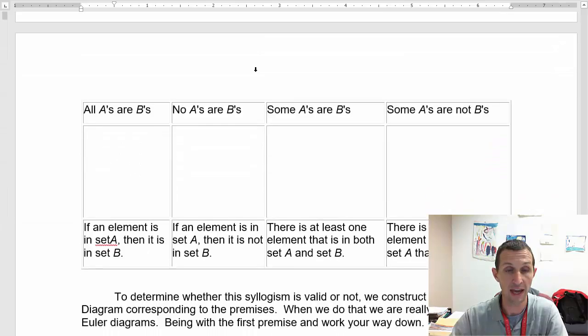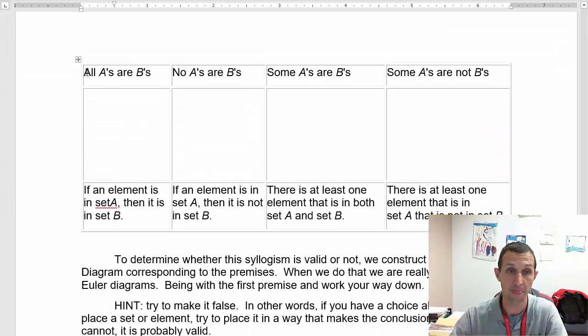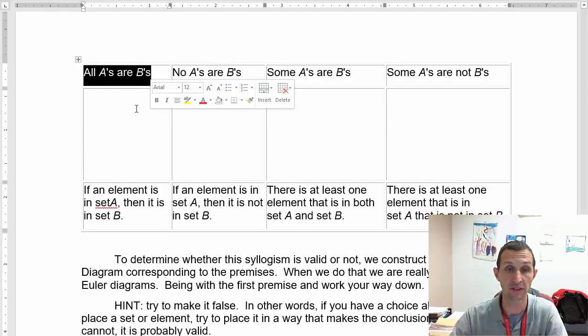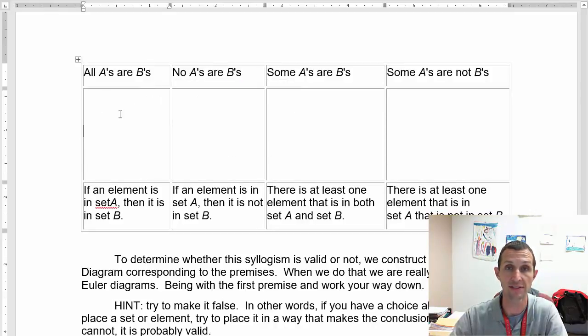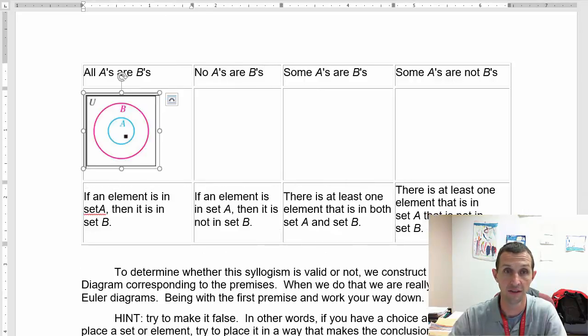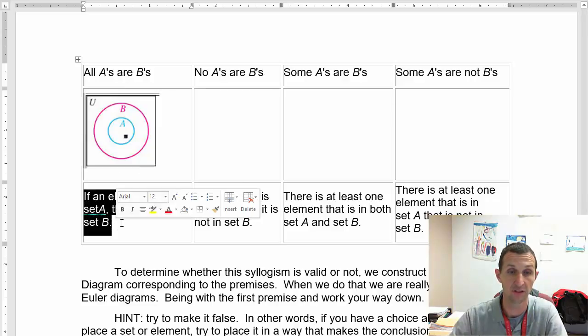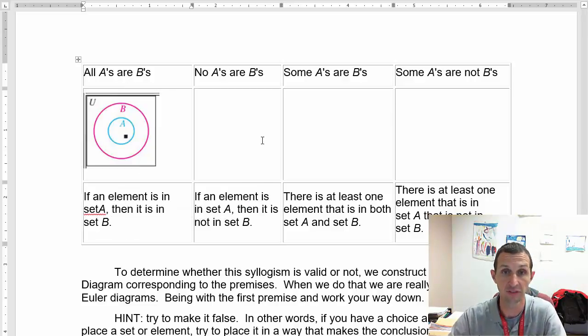And so what we have here are, hey, all A's are B's. How would I draw that as a Venn diagram? Take a second. And hopefully you came up with this, right? A would be a subset of B, all right? And then if an element is in A, then that element is also in B, right? And so that's this, okay?